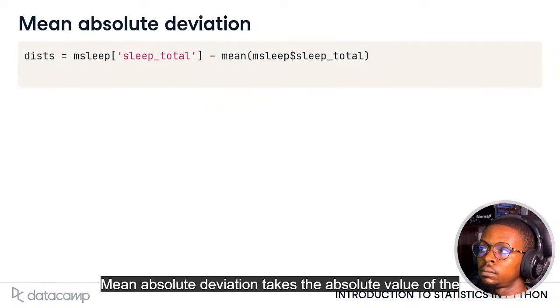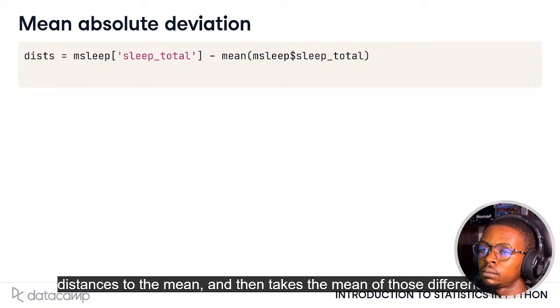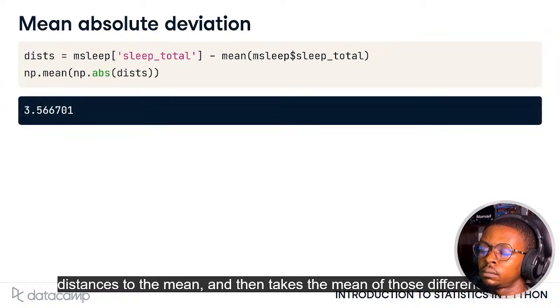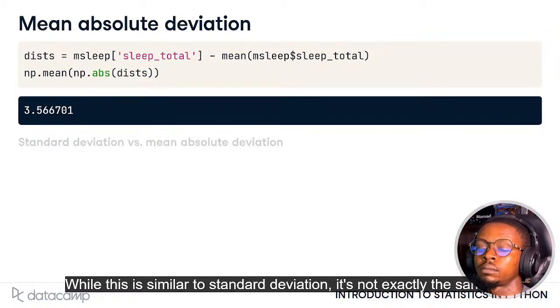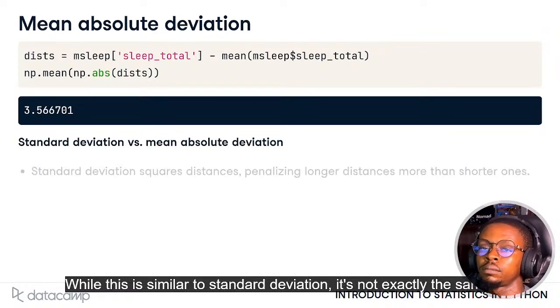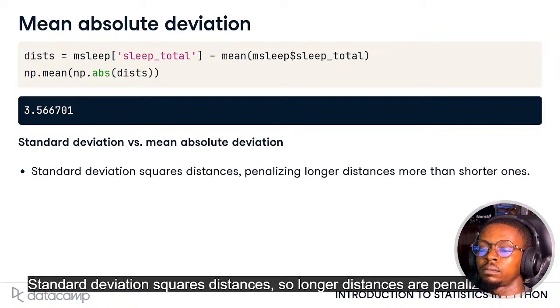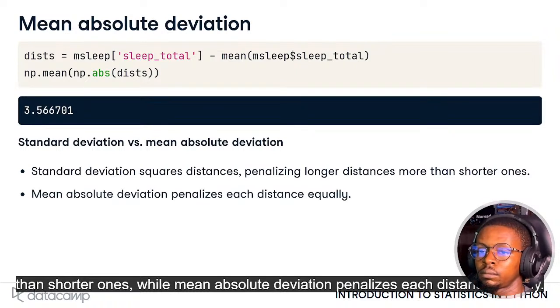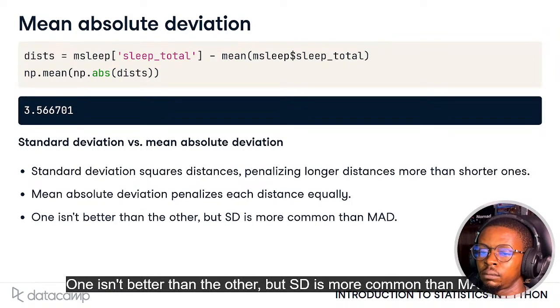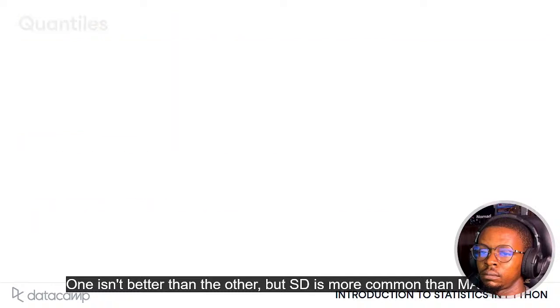Mean absolute deviation takes the absolute value of the distances to the mean, and then takes the mean of those differences. While this is similar to standard deviation, it's not exactly the same. Squared deviation squares distances, so longer distances are penalized more than shorter ones, while mean absolute deviation penalizes each distance equally. One isn't better than the other, but SD is more common than MAD.